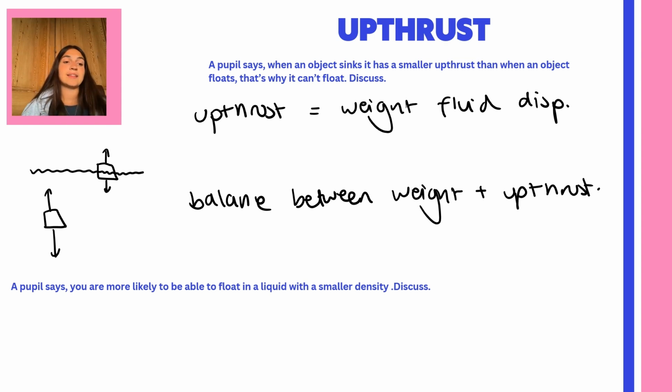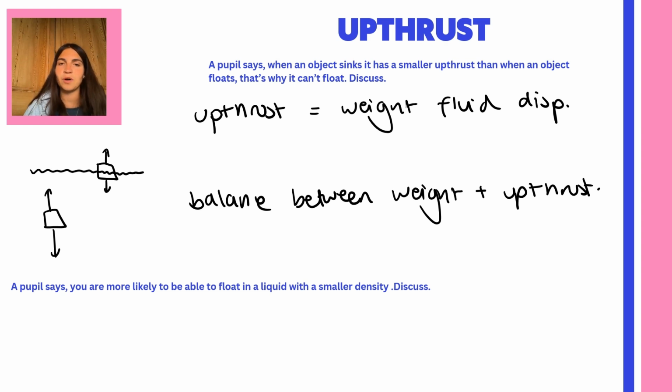So actually, that object there ends up with a larger upthrust than the object on the right. This is my floating object, and you can see only half of it is below the water. So actually, only half of it is displacing any water, and therefore the upthrust is smaller because it's just the weight of how much water has actually been displaced.